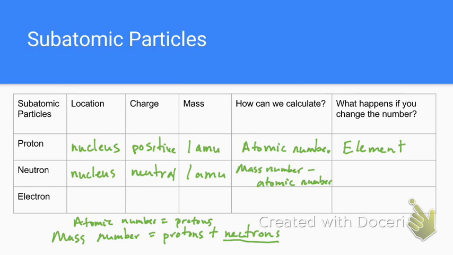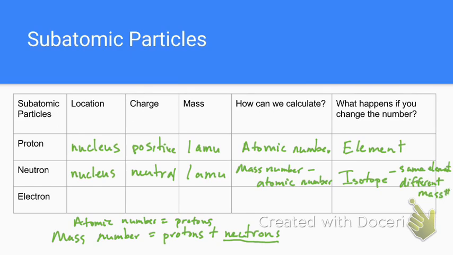All right, what happens if you change the number of neutrons? Well, obviously you don't change the element because you're not changing the number of protons. You actually get what's called an isotope. An isotope is just an element with a different mass number. So it's the same element, but a different mass number.